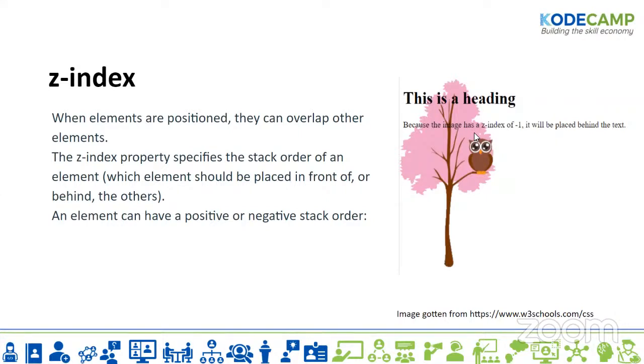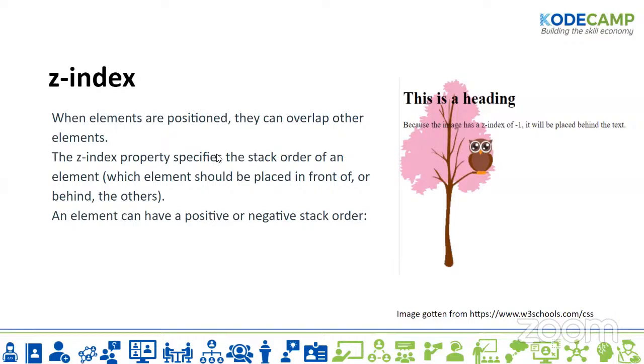So Z index is a value. The higher it is, the higher the element or the item comes out. So if I gave a Z index of maybe 5 for the tree, it would actually cover the heading and the paragraph. As we gave it a value of -1, it kind of pushed it behind the text. So let's take note of that.